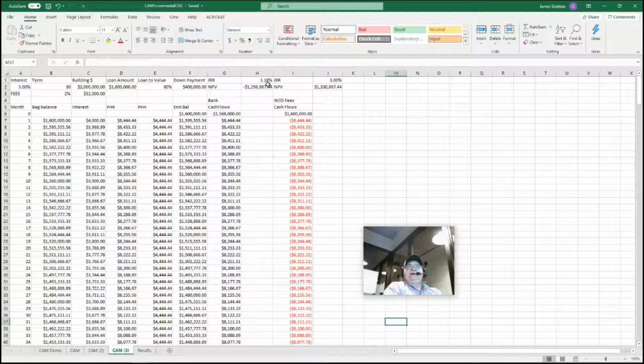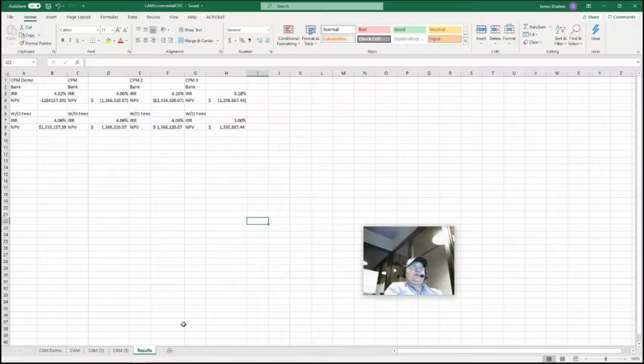So the cash flows to the bank are 3.18% because of the fees charged. And of course, without the fees, the effective rate would be 3.0. So you paid 0.18% on that $32,000 is what that meant over the term of the note. So let's take a look at the results of all of this.